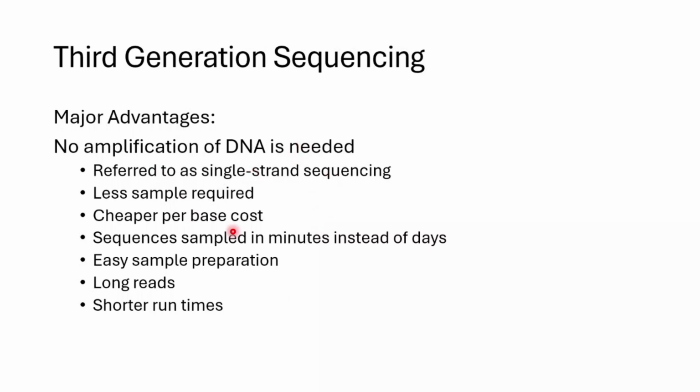Obviously, every time they keep decreasing this cost per base. I don't know how far they're going to go, but the limit is 0 there. So at some point they'll stop. I think now it's like 0.01 cent per base or something like this, okay? You can sequence in minutes instead of days. So that's one thing. The sample preparation is super simple.